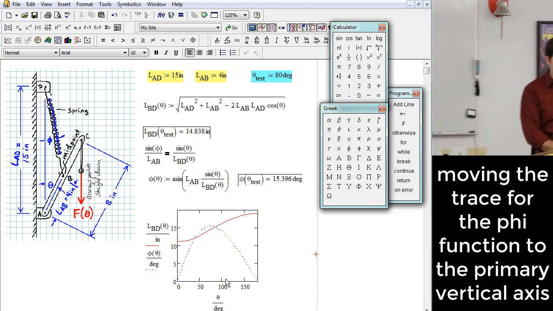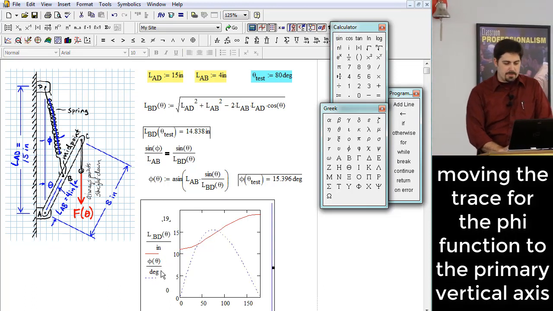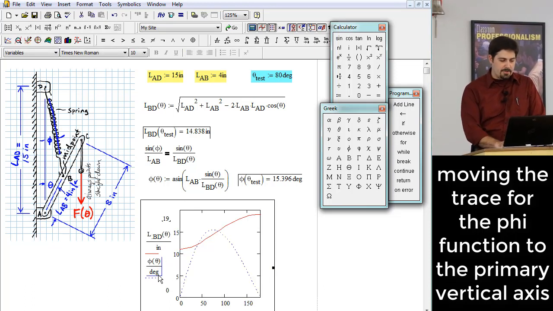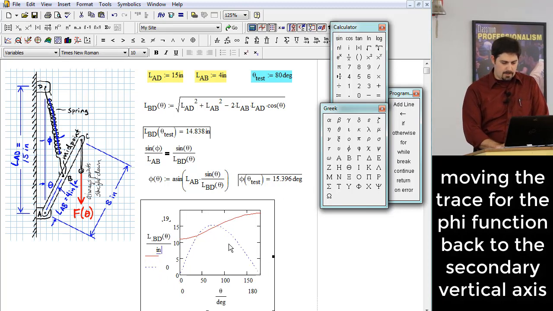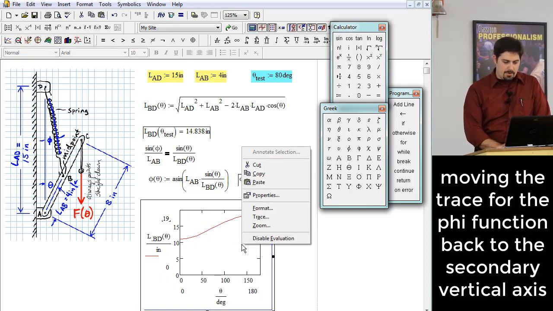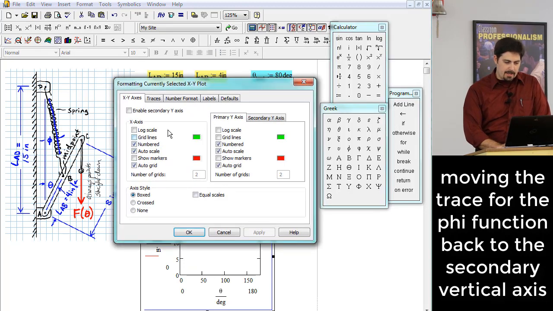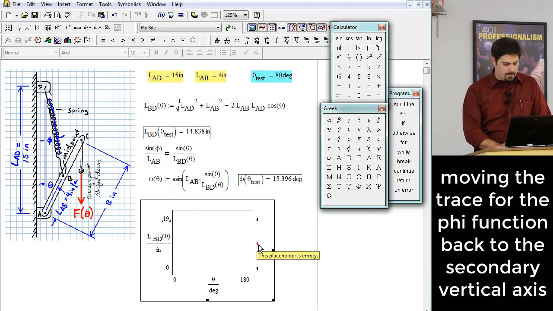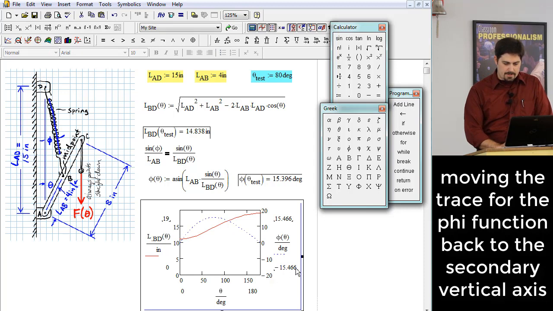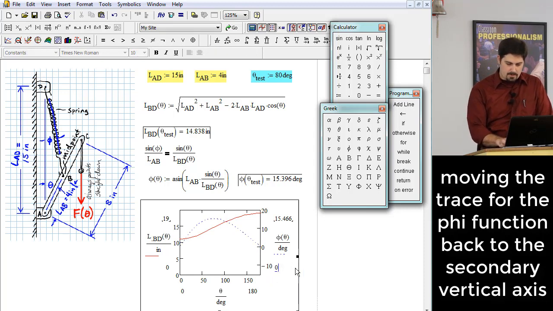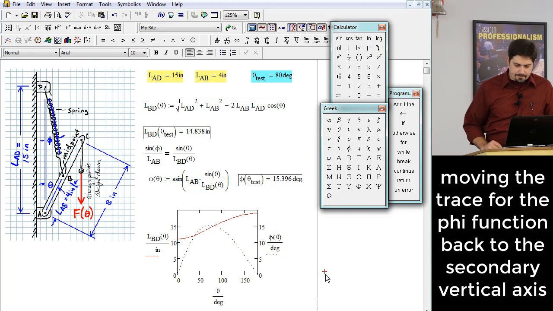I'll tell you what I'm going to do. Not to kind of mess with you too much, I'm going to go back to what I had the first time. Okay, and I'm going to go in here and again enable that secondary y-axis. Put this in here. I'm going to let this be 0.